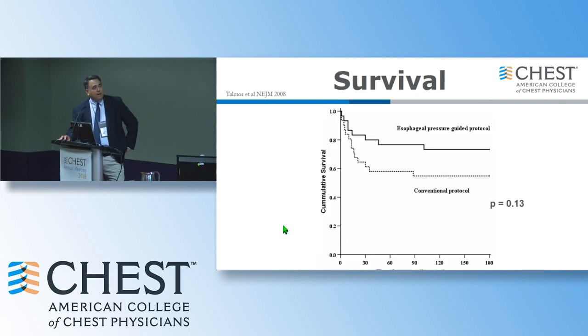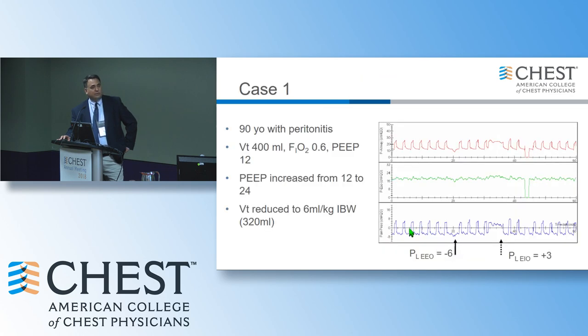Now, this wasn't in the main paper. This is taken from the supplement to the publication. They did look at survival, and even though it was only, I think, 60 patients, there was a trend toward survival in those that had esophageal pressure guided protocol to mechanical ventilation. What was really interesting is when they showed you in the supplementary data with the article in the New England Journal of Medicine, you could look at some representative cases, and they have a half a dozen or so.